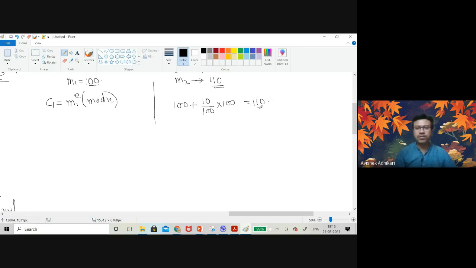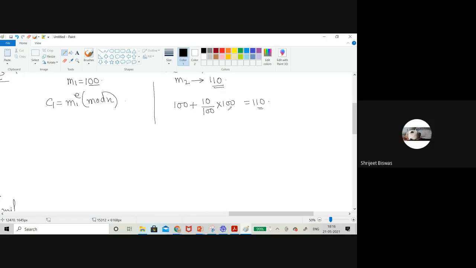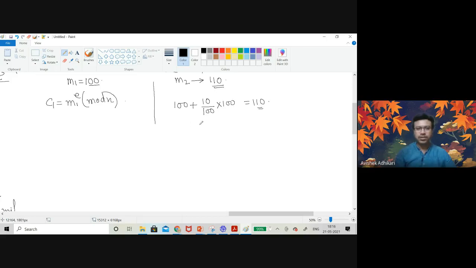Is it clear to all of you? How did you get this? A 10% increase means what? It means 10% of M, then add it to M. Yes. So now can you think of how I made this?